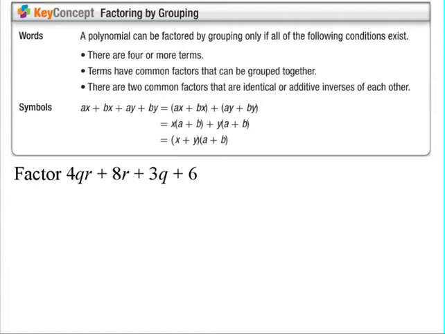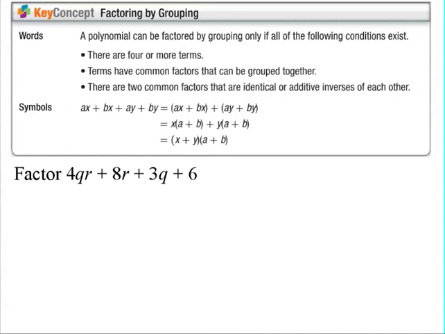The terms have common factors that can be grouped together, and there are 2 common factors that are identical or additive inverses of each other. Okay, now that's probably not going to make a whole lot of sense, so we're just going to look at an example. I think that'll make a little better sense. So you have 4qr plus 8r plus 3q plus 6. Now, generally when we group things, we group them by the first 2 and the last 2.